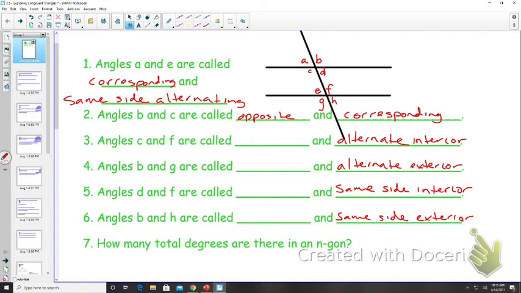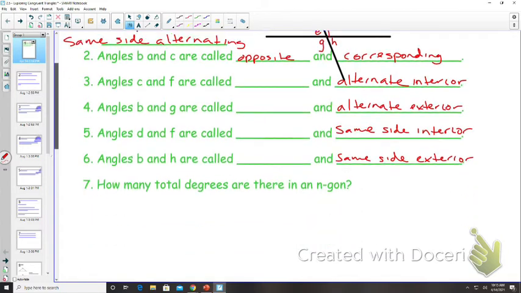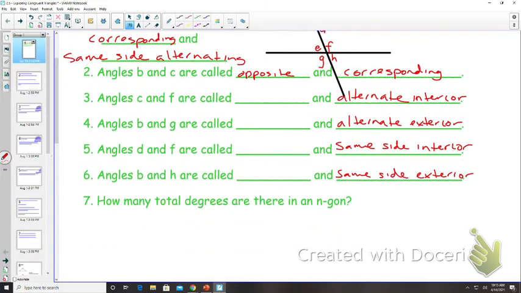Good. And how many total degrees are there in an n-gon? I know we already talked about this today. Oh, n minus 2. Oh no, that's not degrees, is it? So n minus 2. And then what am I going to multiply that by? 180. Good. Excellent.